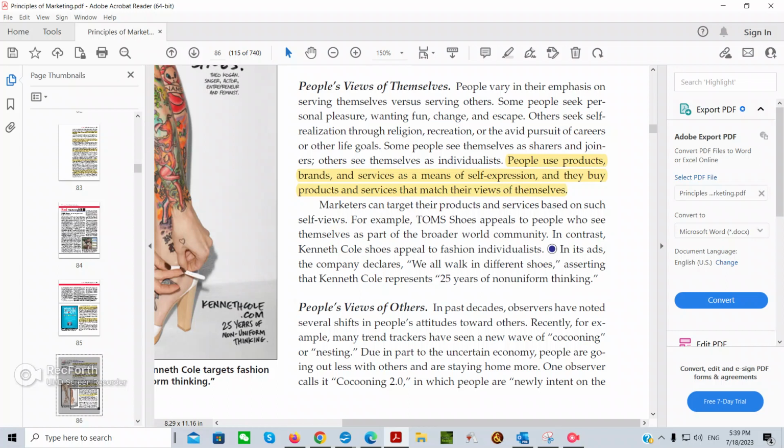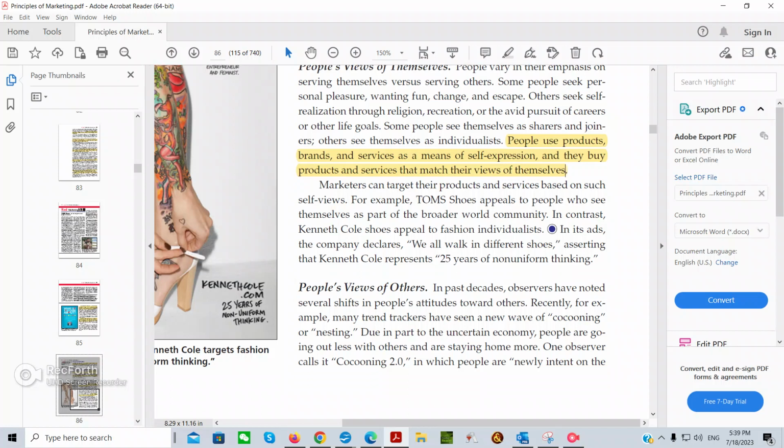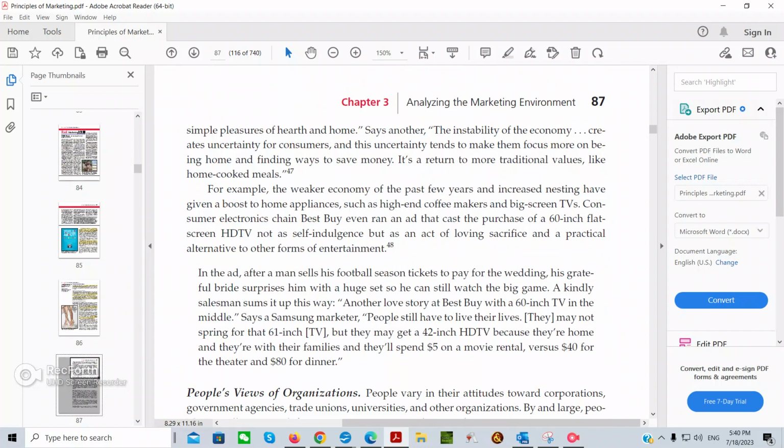We also need to consider people's view of others. In past decades, observers have noticed several shifts in people's attitudes towards others. Recently, for example, many trend trackers have noted a new wave of cocooning or nesting. In part because of the uncertain economy, people are going out less and staying home more. One observer calls it cocooning 2.0, in which people are newly intent on the simple pleasures of hearth and home. Says another, the instability of the economy creates uncertainty for consumers, and uncertainty tends to make folks more intent on staying home and finding ways to save money. It's a return to more traditional values like home-cooked meals.